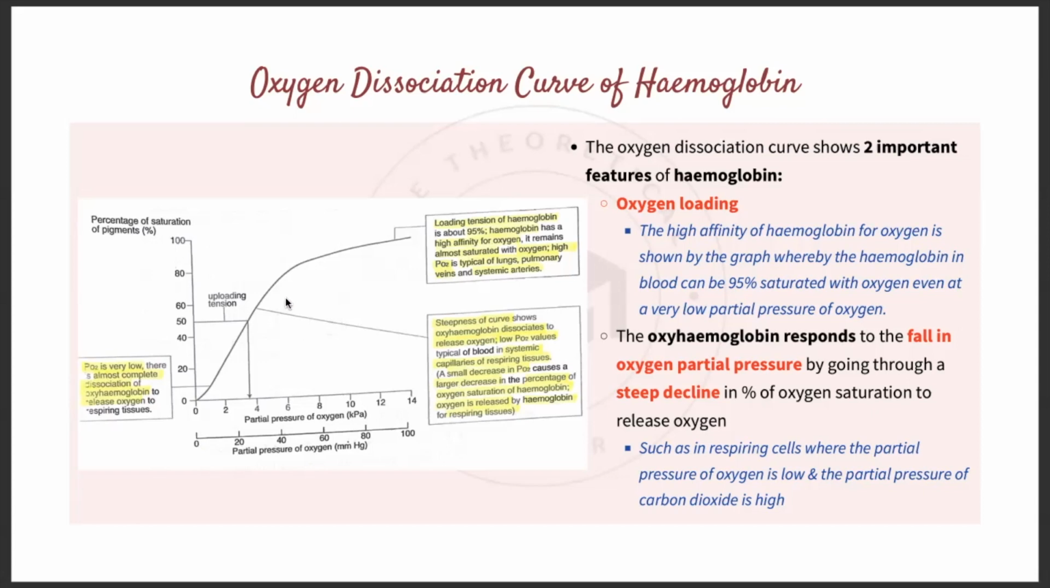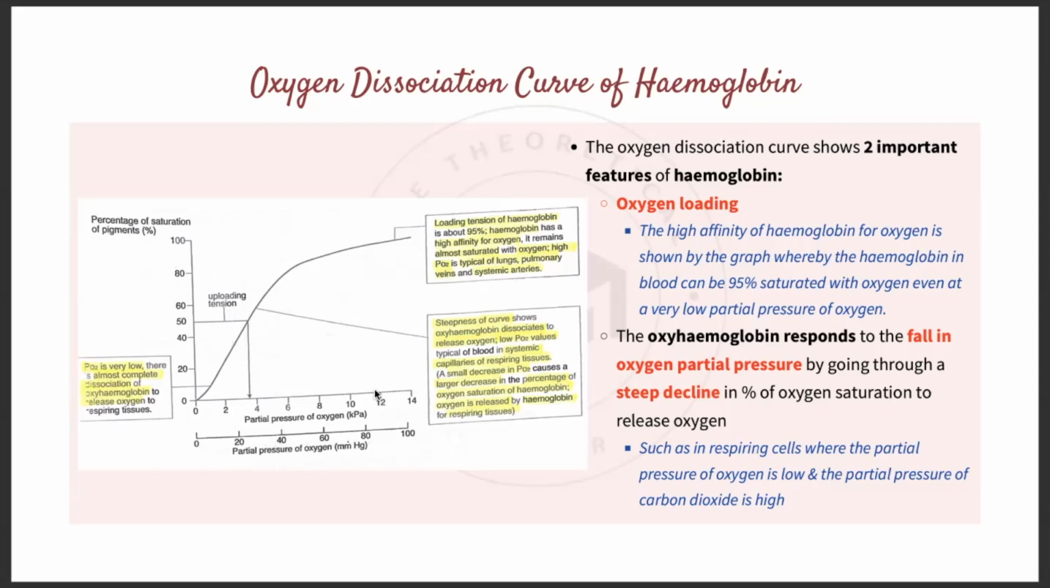So this is seen in respiring cells where the partial pressure of oxygen is low. In respiring cells, these respiring cells need oxygen because they're producing lots of carbon dioxide. So the oxyhemoglobin needs to dissociate. What happens is the oxyhemoglobin will release oxygen immediately to the surrounding cells. Therefore, the respiring cells are able to oxygenate.